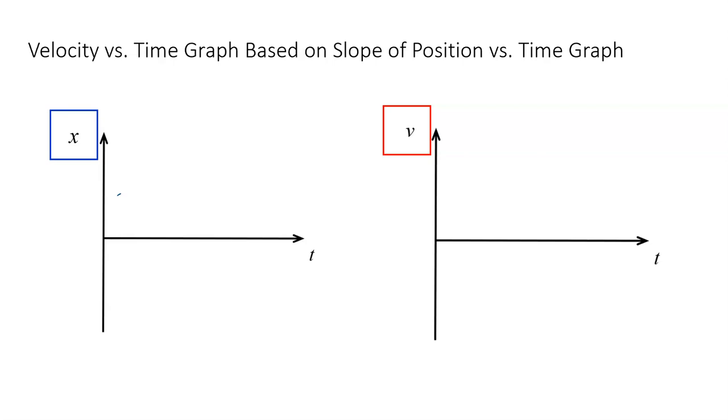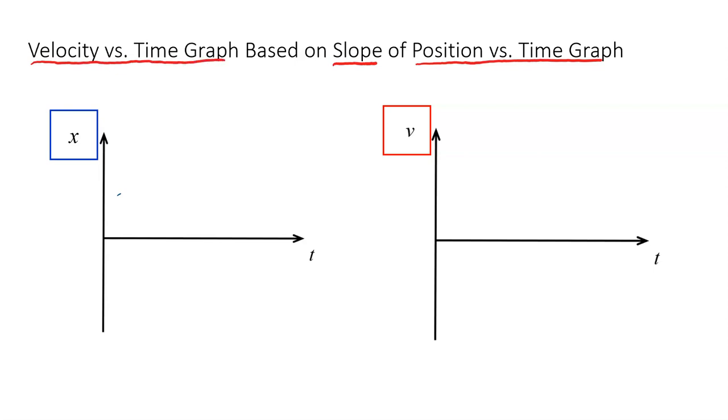One question you might be asking about this new velocity versus time graph is how is it related to the position versus time graph? Is it its own separate graph? Yes. But is it related to the position versus time graph? Yes. Totally. And it's all about slope. We take the slope of the position versus time graph and that becomes the velocity versus time graph.